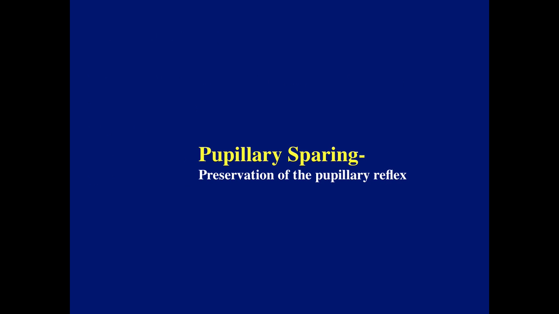The parasympathetic fibers run on the outer edge of the third nerve. So if you have, let's say, an aneurysm or a lesion compressing the nerve, you will get involvement of the pupillary reflex. But if you have an internal lesion involving the nerve, you will be sparing the pupil, and that's what pupillary sparing refers to.